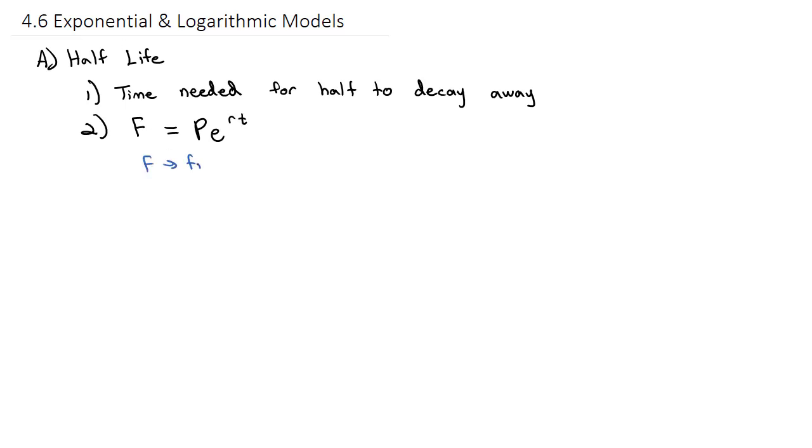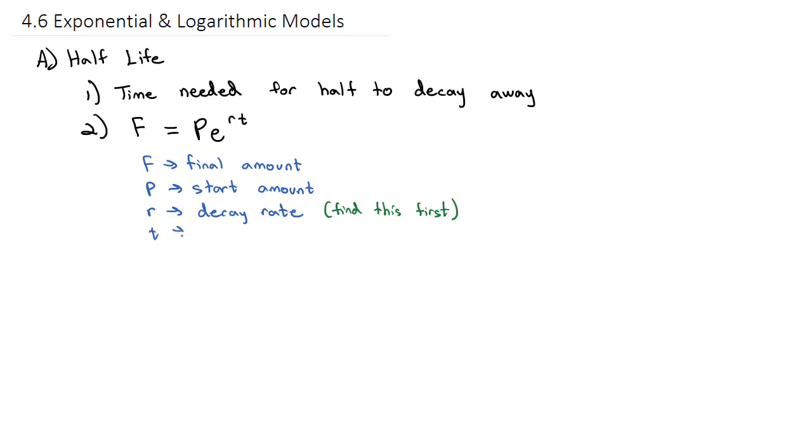is the final amount, P is the principal or starting amount, R is the decay rate, and I'll give you a hint, we need to find this first. And T is the time of decay.